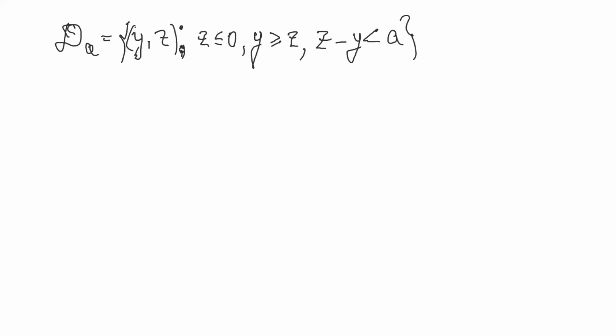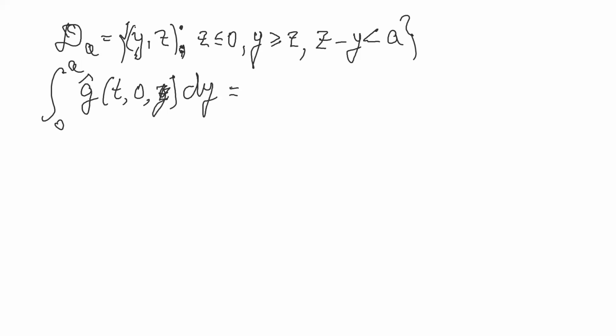It is very easy to integrate, and we have the following formula: g hat t 0, the integral from 0 to a of g t0 z dz y dy, is equal to the integral from 0 to infinity of g sigma t a y dy.